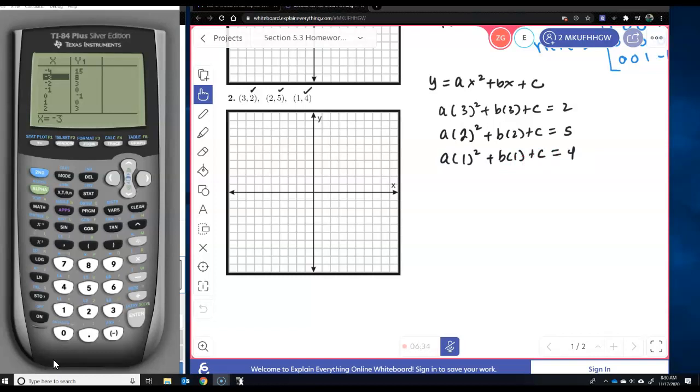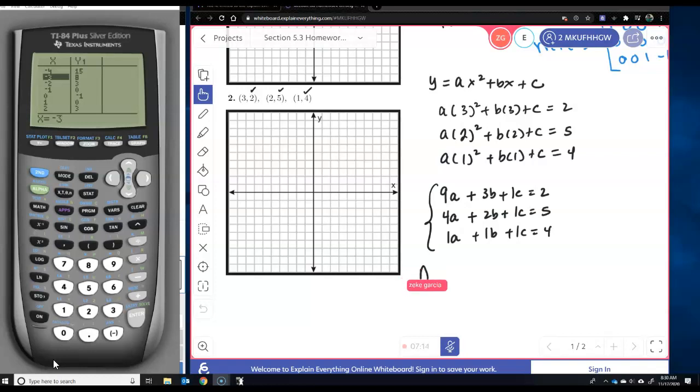So we have 3 squared, which is 9. So it's 9a plus 3b plus 1c equals 2. So there's our first equation. 2 squared is 4a plus 2b plus 1c is equal to 5. And then our last equation is 1a plus 1b plus 1c is equal to 4. So there are the 3 equations, the system, and we've got to find a, b, and c, so we can go ahead and put it back into our standard form equation.